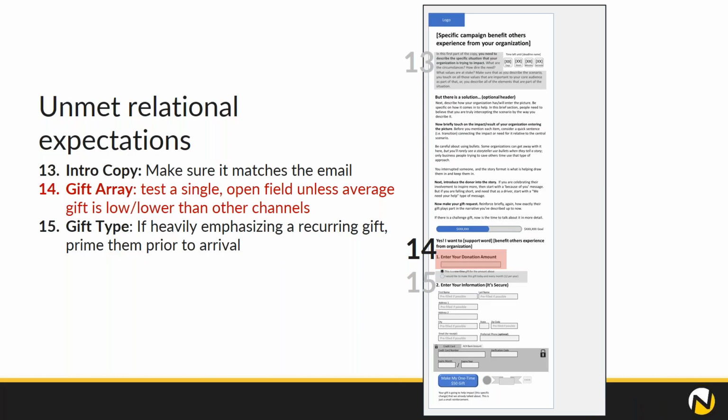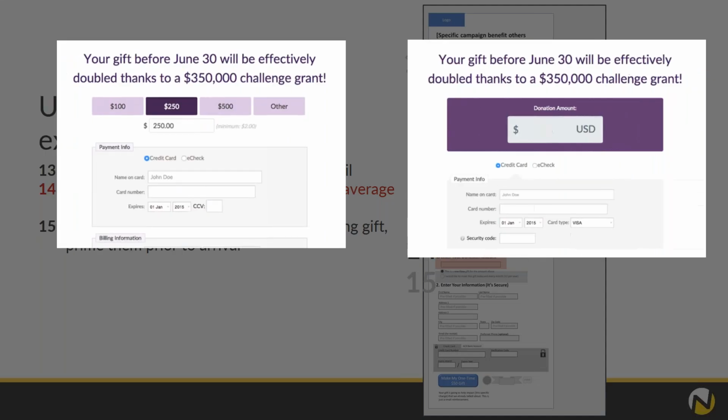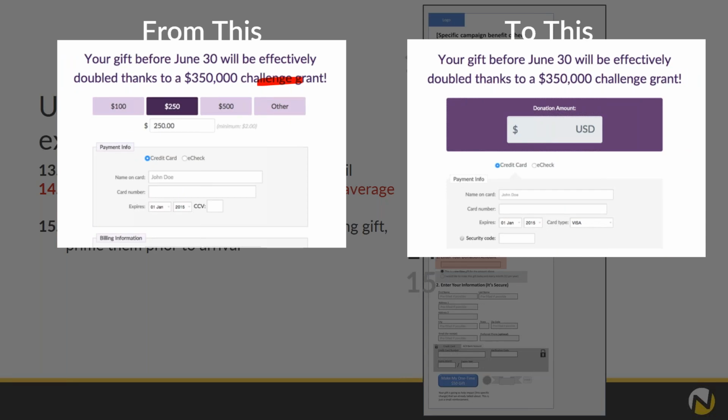Another example, the gift array. Now, I heed a word of caution here. This is something that you should test, and I want more data on this, because we did a whole meta-analysis on gift arrays, but this is one area where you could potentially be getting more by not telling them what they should be giving. Okay, let's take a look. You've got your options here, and look, there's even a challenge grant, right? There's a deadline. In this case, we said, nope, we're going to let them decide.